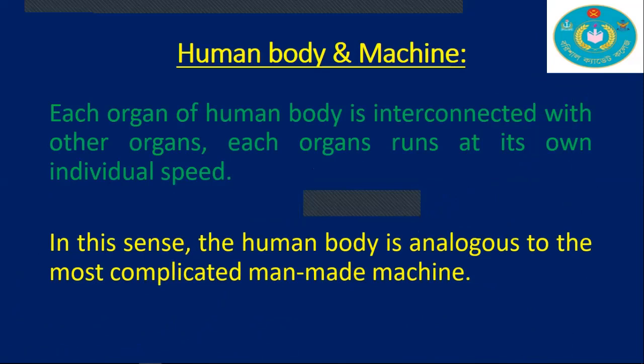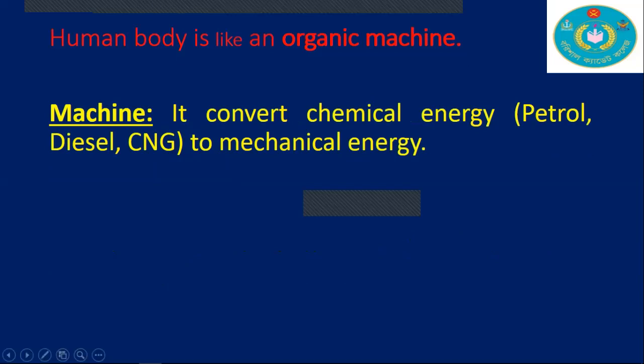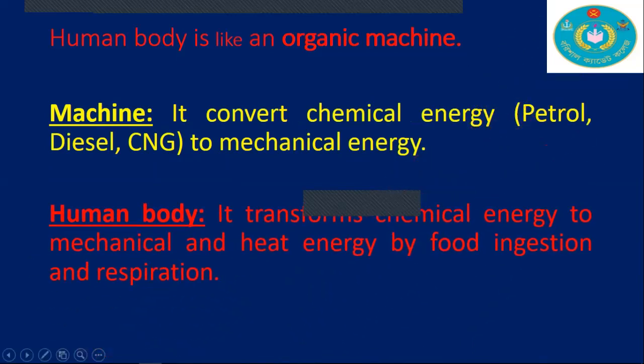This is the interrelation between the mechanism of the human body, and we can compare the human body analogously to the most complicated man-made machine. The human body is like an organic machine. A machine converts chemical energy, that is petrol, diesel, and CNG, to mechanical energy. And in the human body, it transforms chemical energy to mechanical energy and heat energy by food ingestion and respiration.